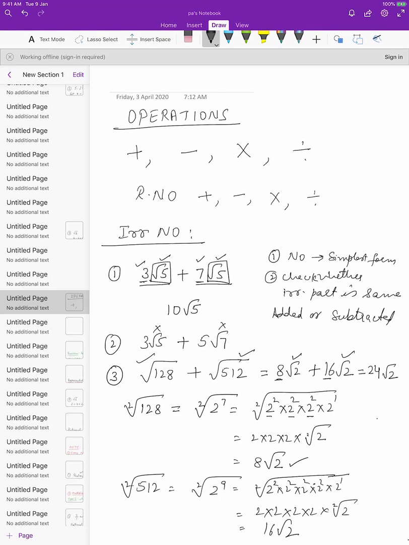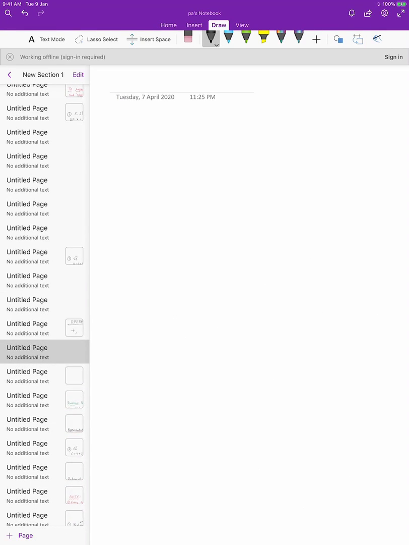Suppose now I take one more example. Say I take 3 root 2 plus 5 root 7 plus 7 root 2 plus 8 root 7. Now here how are we going to add? First of all, we will group those numbers together whose irrational parts are the same. So we write 3 root 2 plus 7 root 2 in one bracket, then this and this, that is 5 root 7 plus 8 root 7.